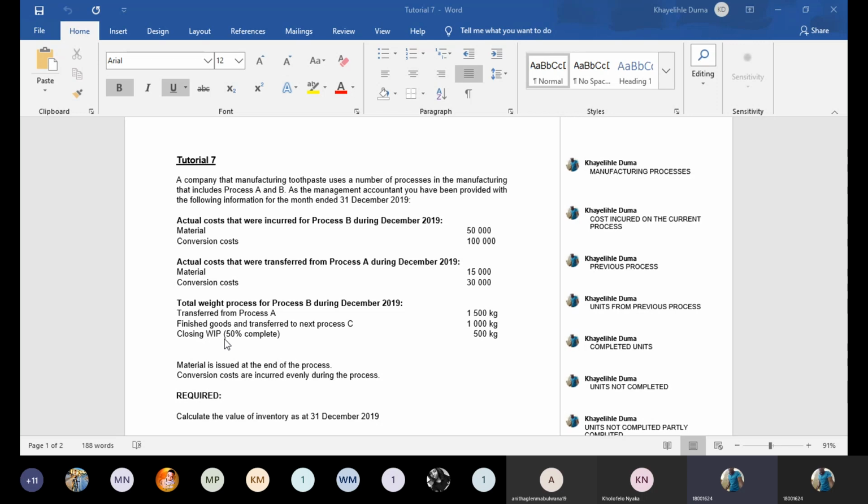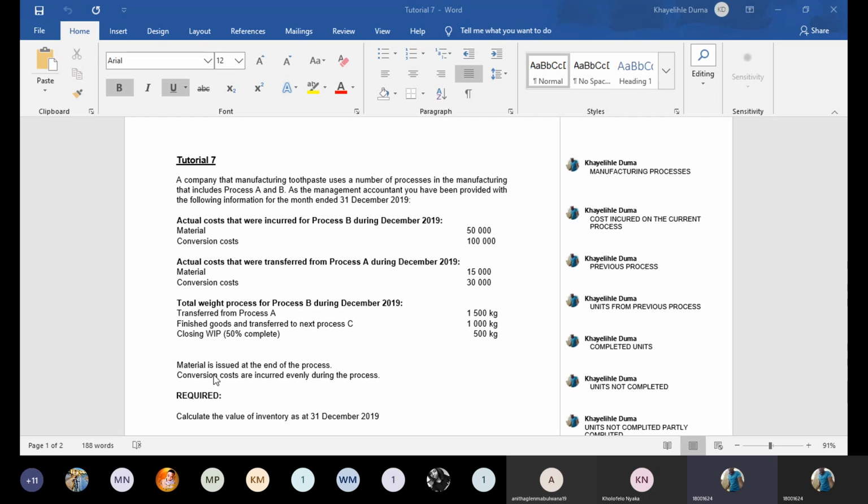And so, guys, sometimes it happens that you produce, then you do not finish everything, right? It's possible, but most of the time you'll find that at the end of the period you did not complete everything. That's when you will have a work in progress balance. So at the end, closing work in progress is 500 kilograms, and it's 50% complete. All right, let's skip that for now.